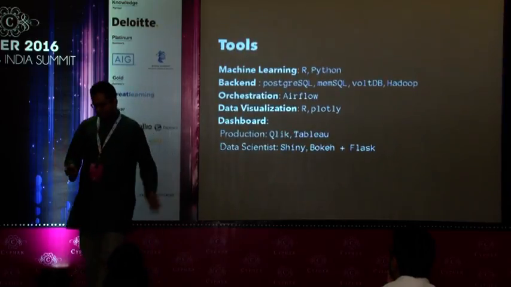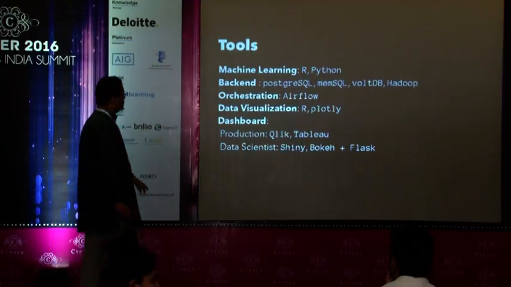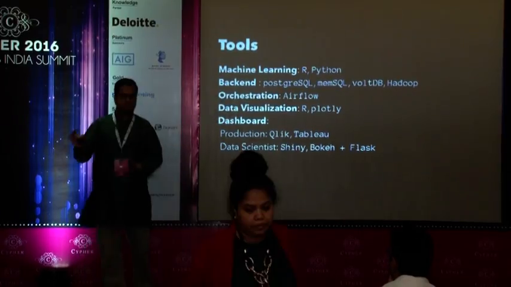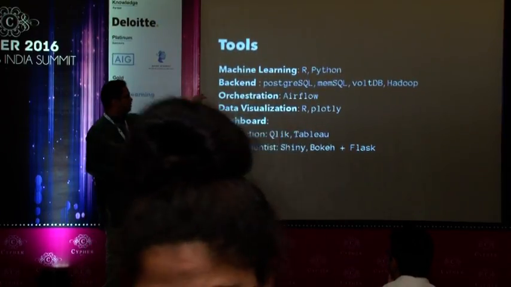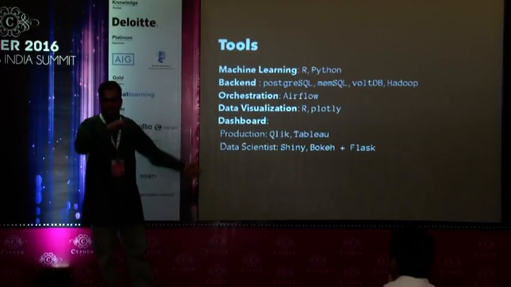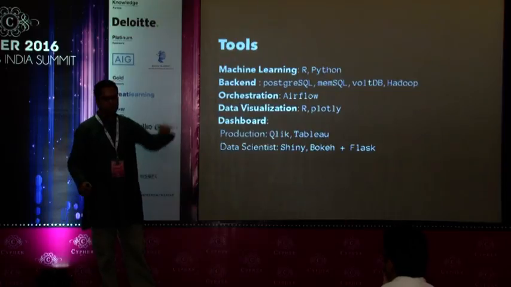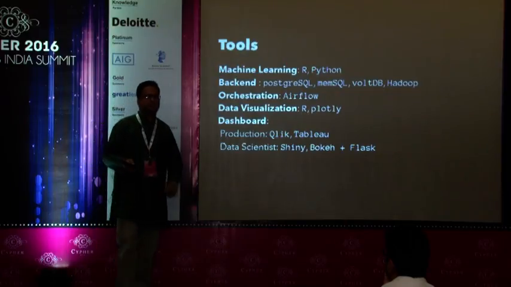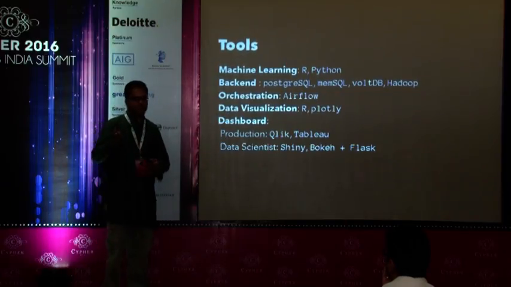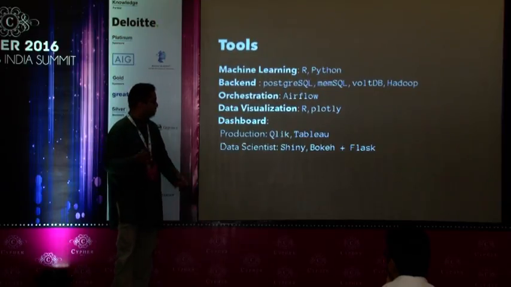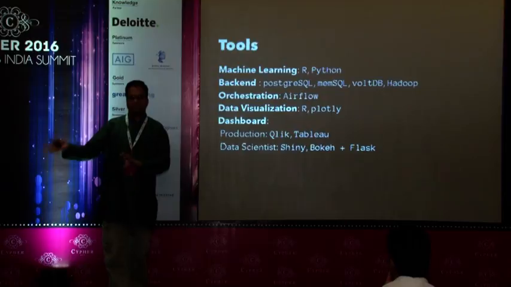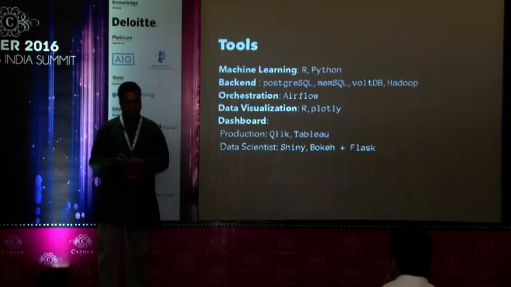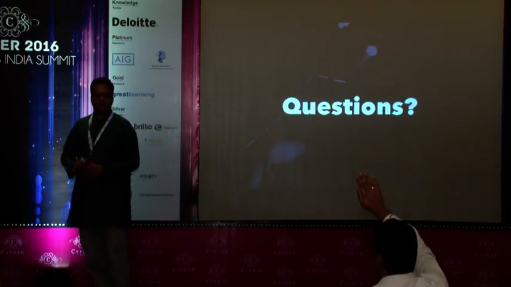In general, these are the set of tools that we use to build a machine like this. It has a lot of components. Reinforcement learning is done in R and Python. Some backend data is in Hadoop. We use in-memory databases in MemSQL, VoltDB, and a relational database in Postgres. Orchestration is done with Airflow, which makes the process repeatable. Then there is a dashboard for the data scientists to show the team and get feedback, and then it gets into production using Qlik or Tableau. So yeah, that's all.